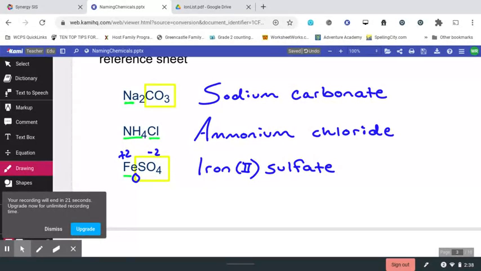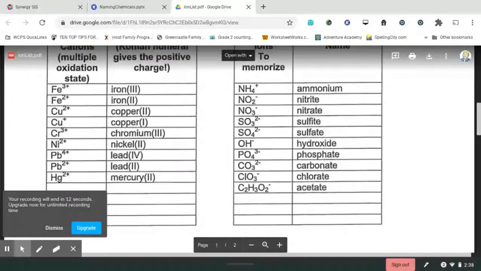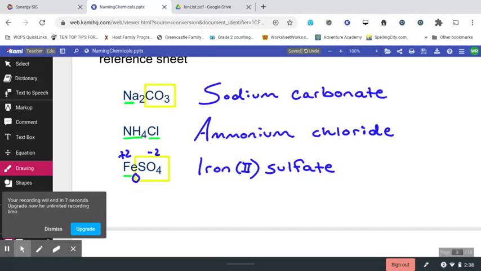So the idea here is name the first thing normally, then highlight the rest of the chemical and try to find it on your polyatomic reference sheet. Again, be mindful when you have transition metals.